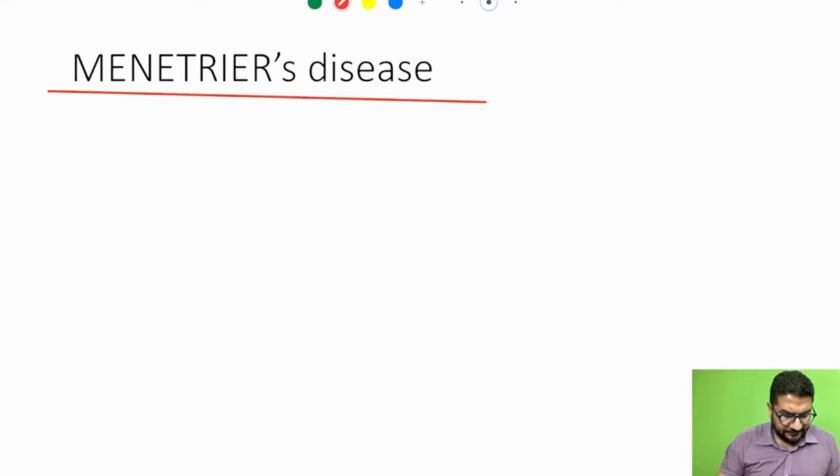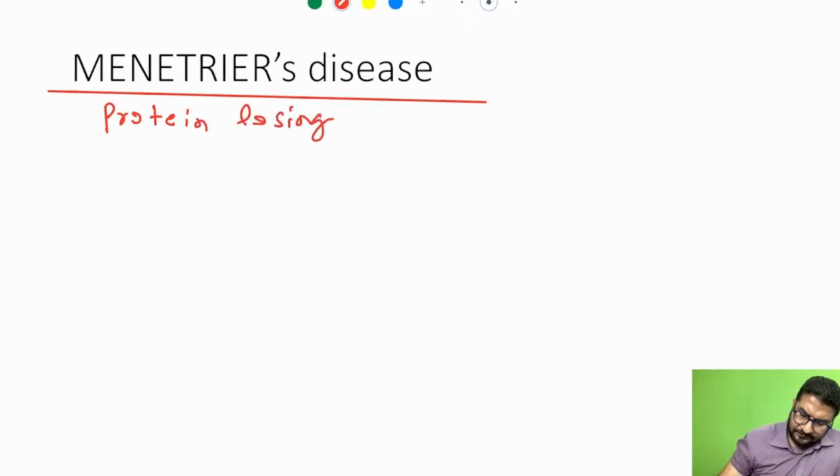Menetrier disease. So where you will see Menetrier disease, understand this thing, it is basically there is loss of protein. So we also call this protein losing enteropathy.